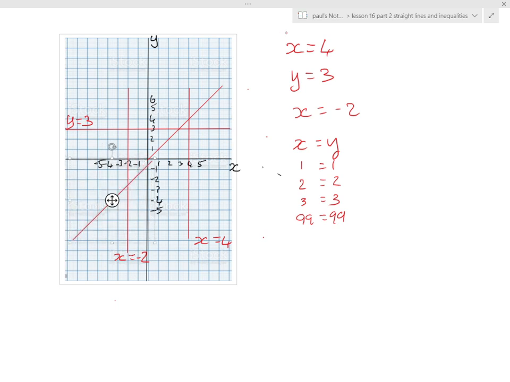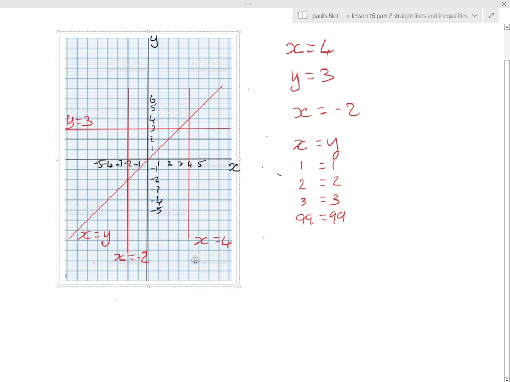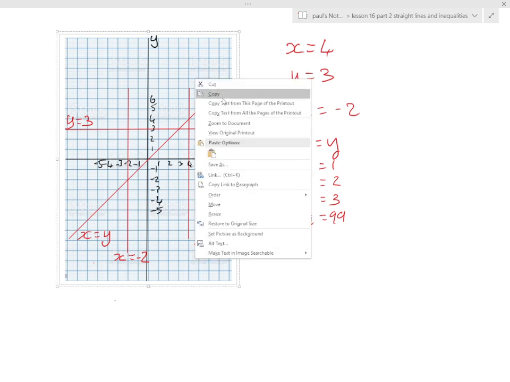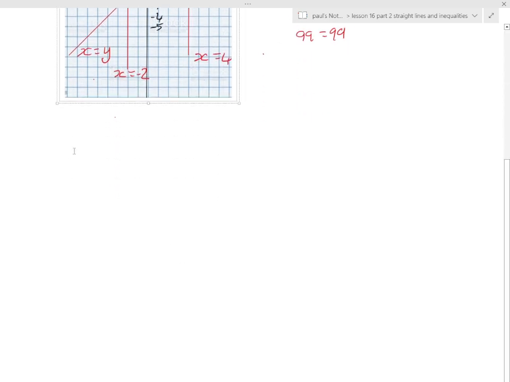So, I missed that bit. There, go back. So this one is x equals y. And they're pretty straightforward ones. Of course, these can get more complicated, and they will indeed. So, let's copy that and do another one down below.